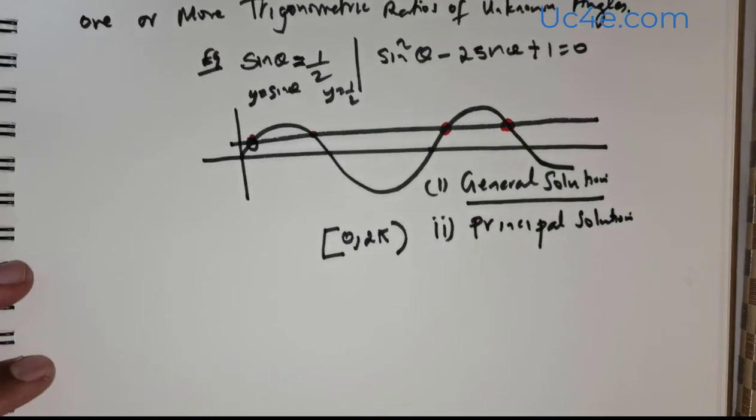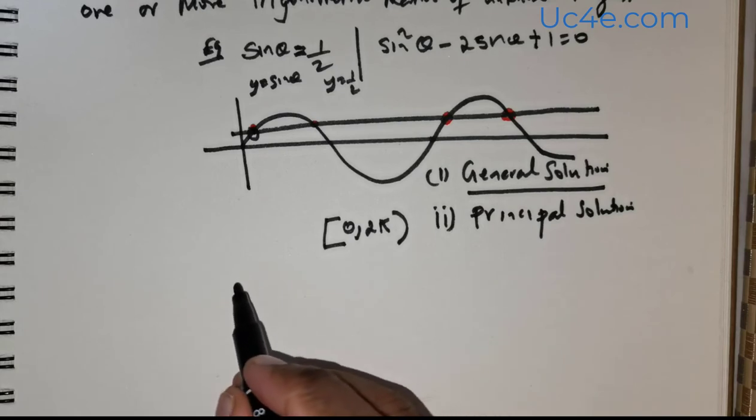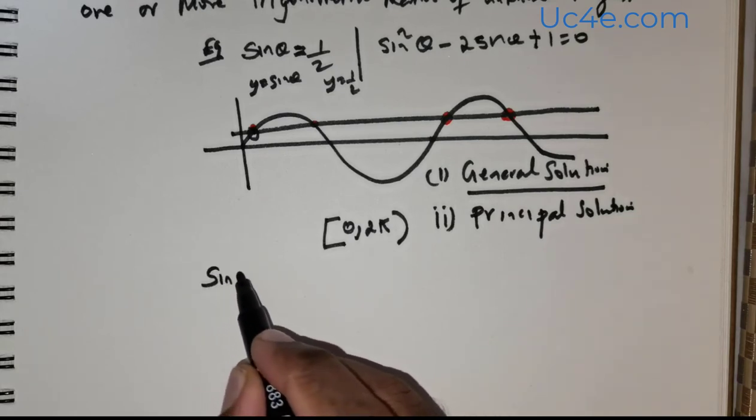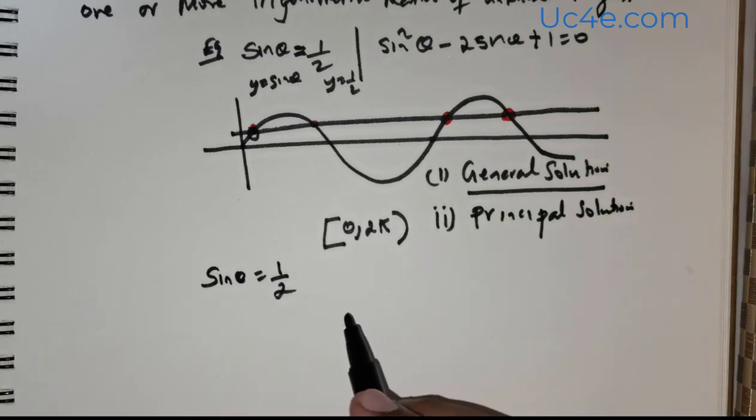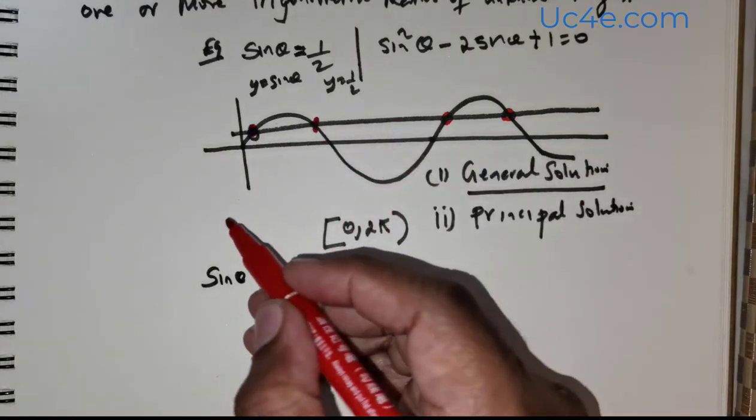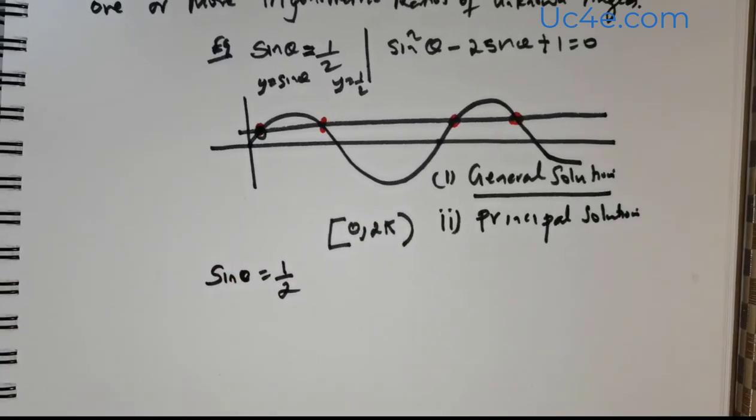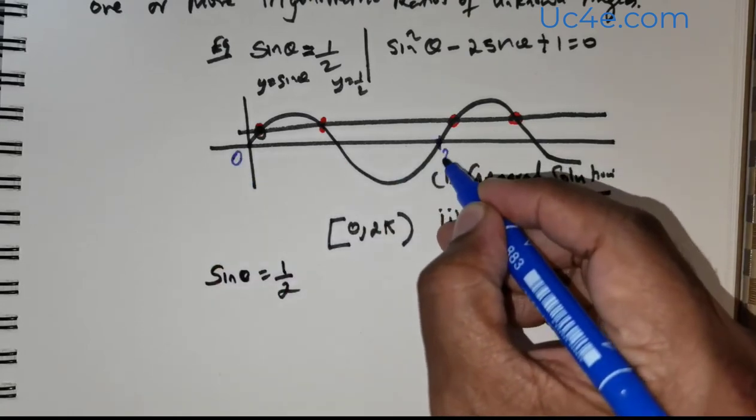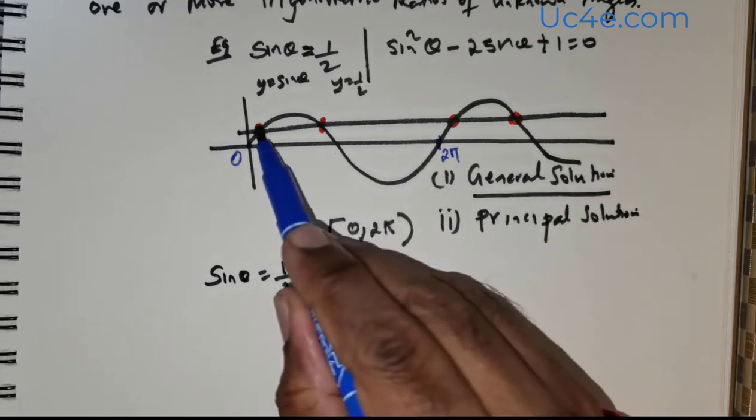Okay, students, having defined the two terminologies, the general solution and the principal solution, the most important question now is, how are we going to obtain the principal solution? Say for example, for sin theta is equal to 1 over 2. Now if we were to consider the graph, clearly there are 2 points of intersection here. There is a point of intersection here, there is a point of intersection here, and the graph is flowing from 0 to 2 pi. This point is going to be 2 pi, right? We already know that. So between 0 and 2 pi, there are 2 points of intersection.